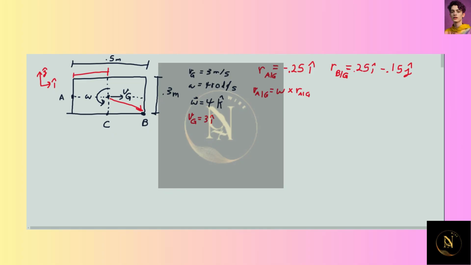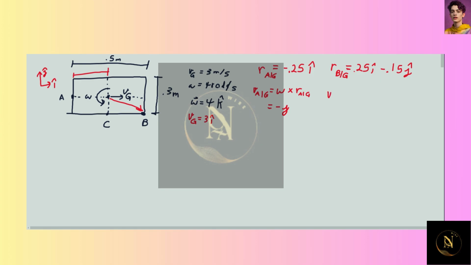Well, omega cross r just comes down to k cross i-hat. k cross i-hat will give us a positive j-hat. But we have a negative sign there. So this velocity of A with respect to G is just a negative j-hat. Omega was 4, r was negative 0.25. So we have negative j-hat meters per second.